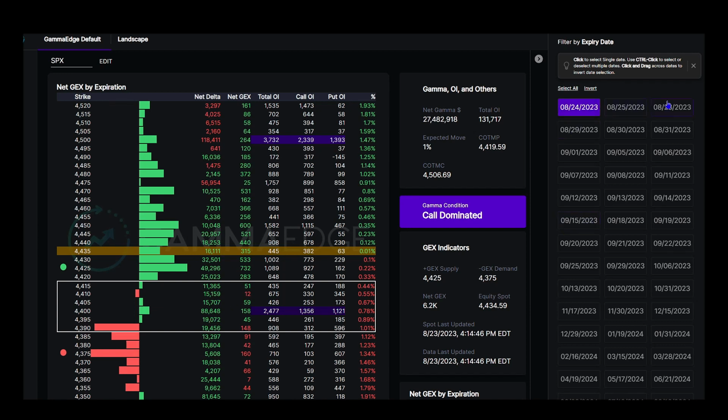One of the great tools that we have here is being able to select single expiries or add-on expiries to look where we might change to put dominated. So if I do just single expiries, roughly out to 831, we're still call dominated. We'll go ahead and show you that.